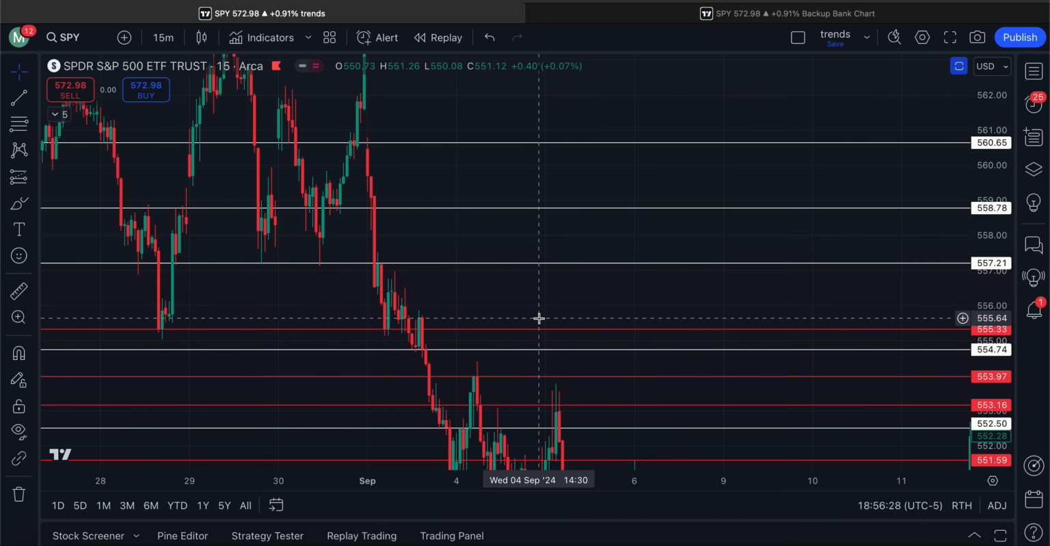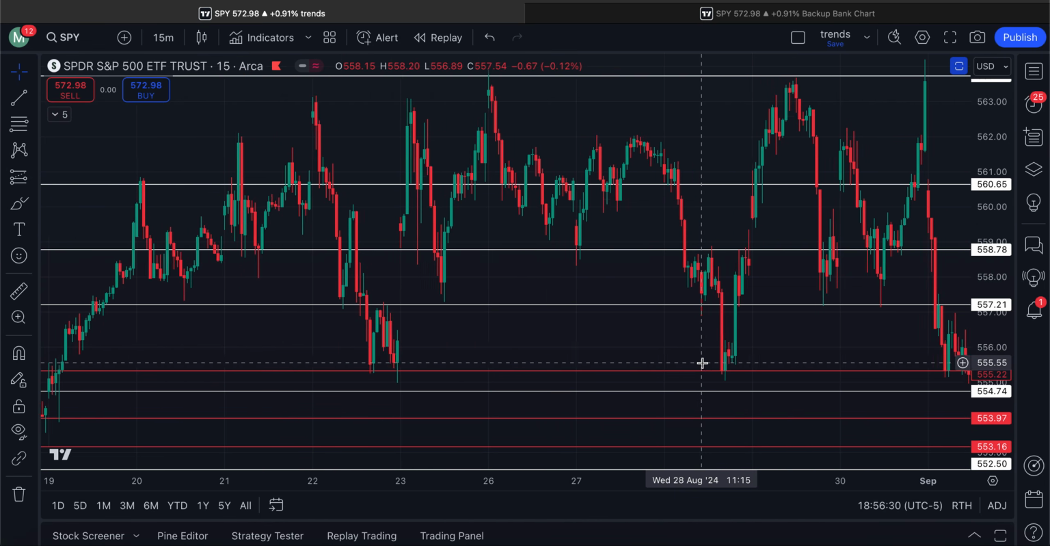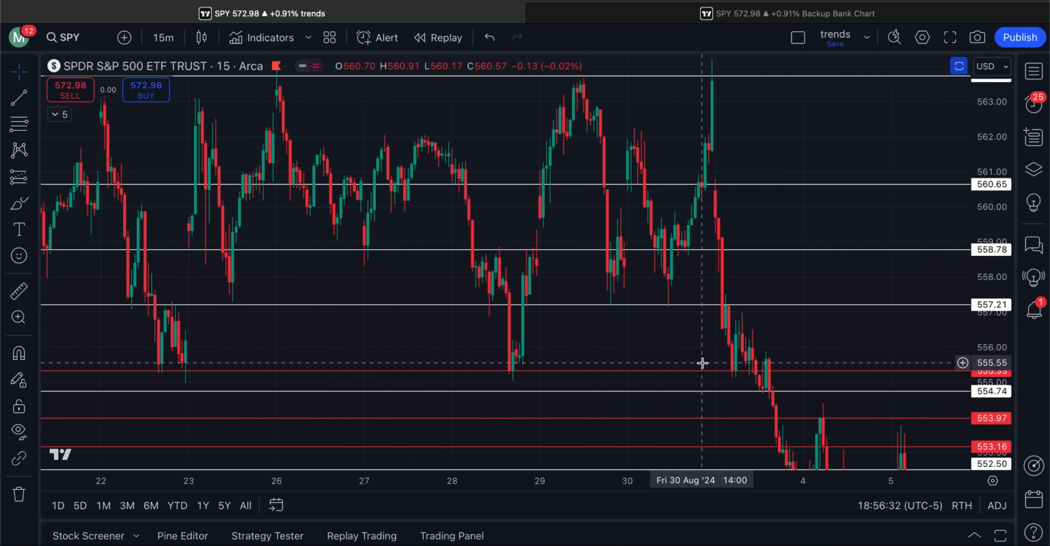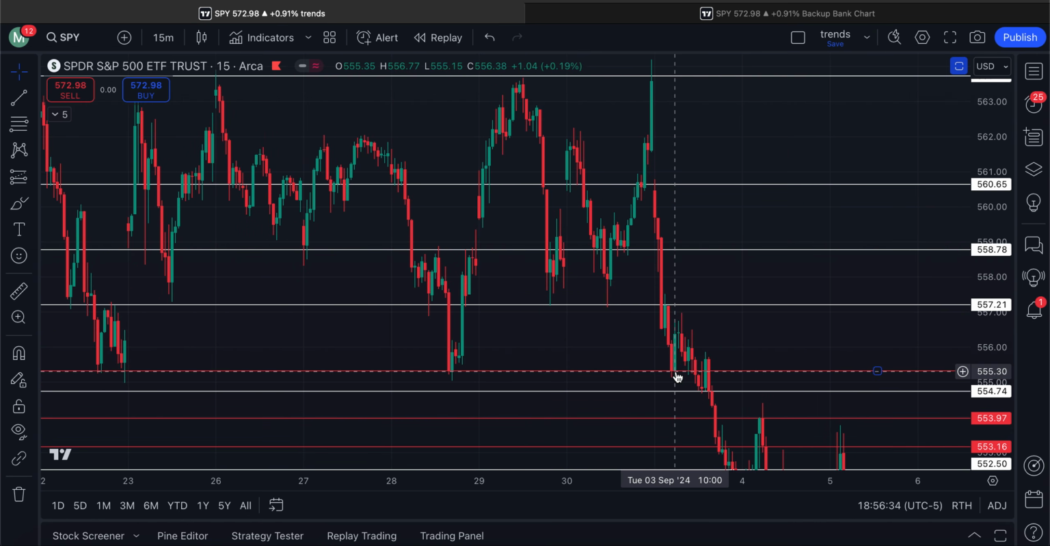Dropped it down to 555.33, just based off these candles over here. Let me see, this one opened at 35. Alright.